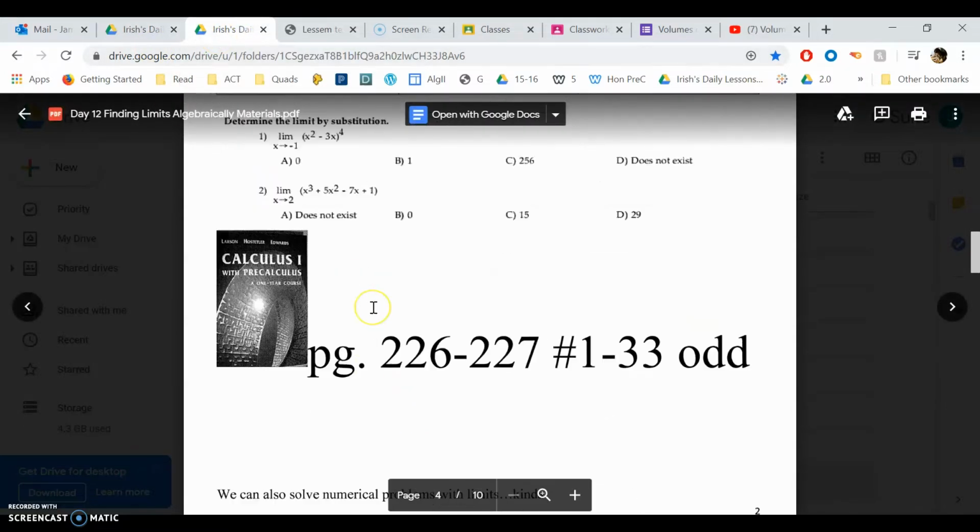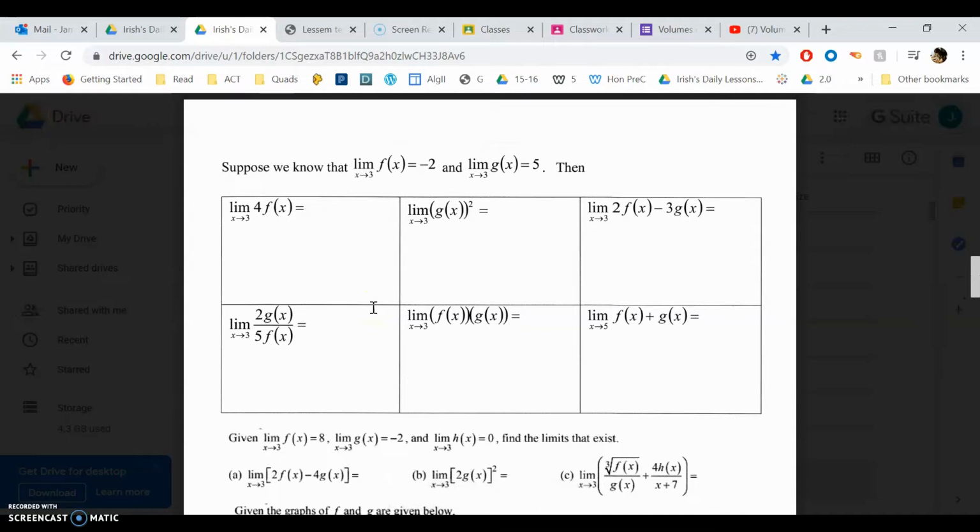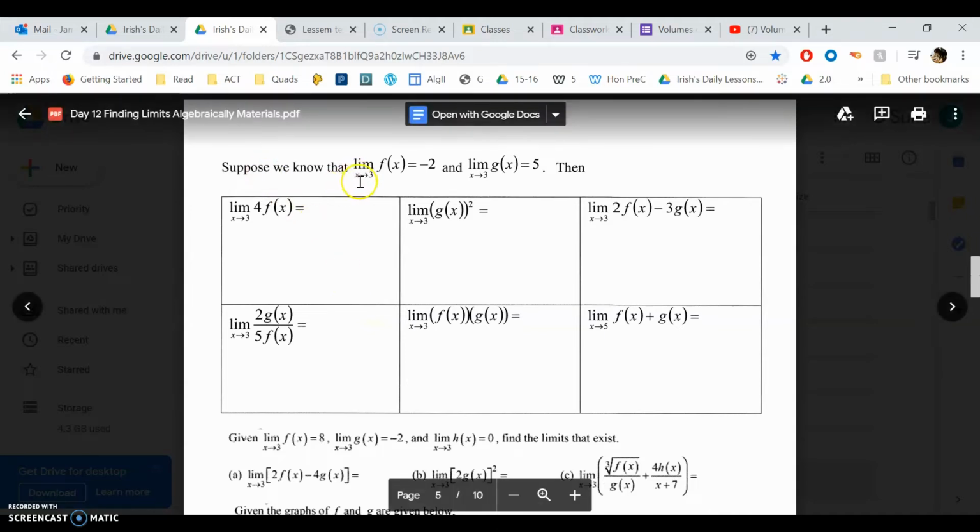No problem. Last section. Okay, write this down. Suppose we know that the limit as x approaches 3 of f of x is negative 2. The limit as x approaches 3 of g of x equals 5. Then we got all of these. So write these down right now. Pause.